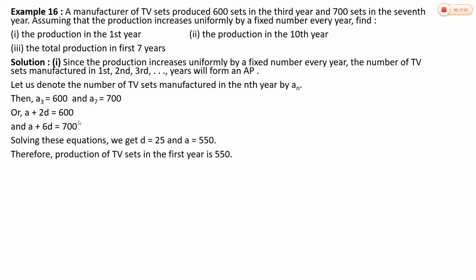Now you got two simultaneous equations. If you solve these two equations, you will get the value of d as 25 and a as 550. You have to solve these two equations and find the value of a and d. Therefore, production of TV sets in the first year is 550.